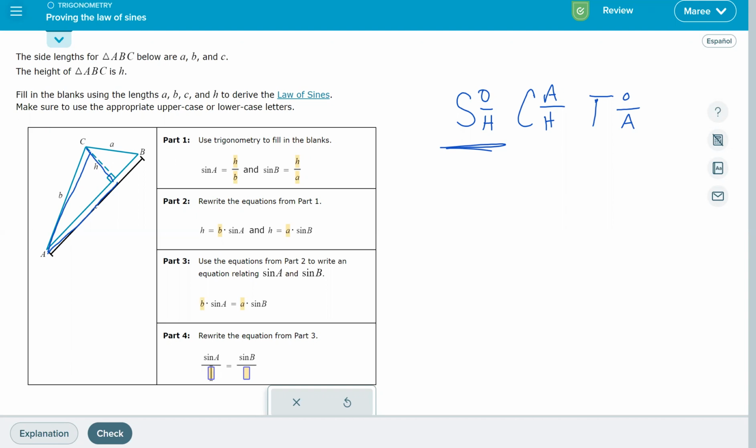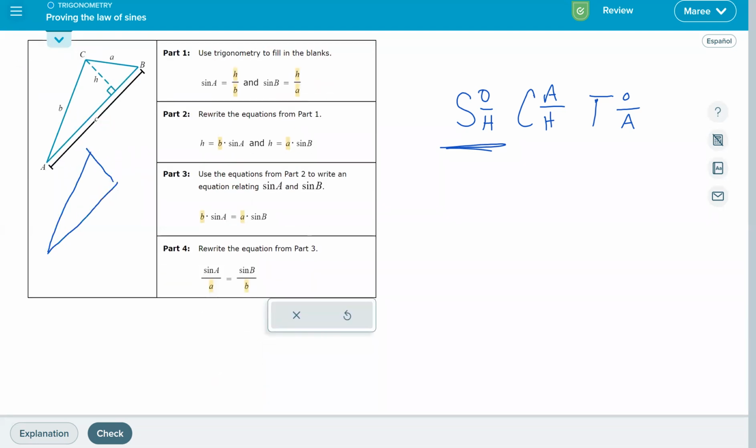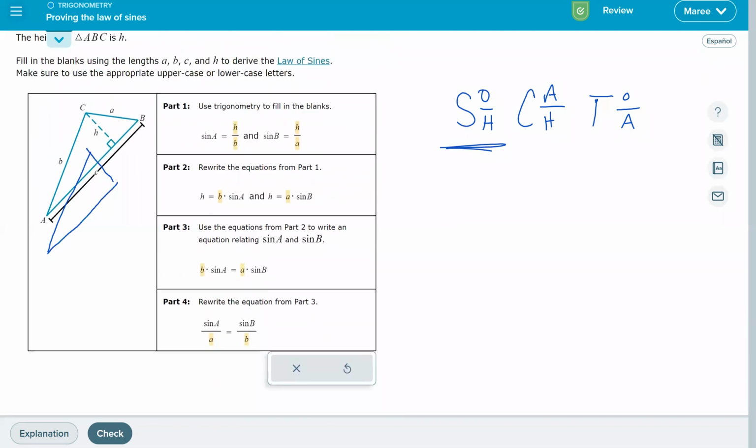And then if we divide both sides by A, the A will cancel on the right. And when we divide both sides by B, it will cancel on the left, but we'll still have that division. And that's the end. I mean, that's not the end, but that's the answer. So let's check that.